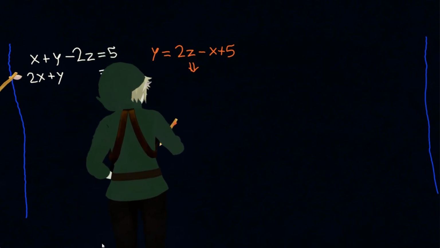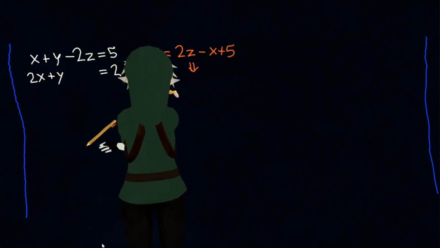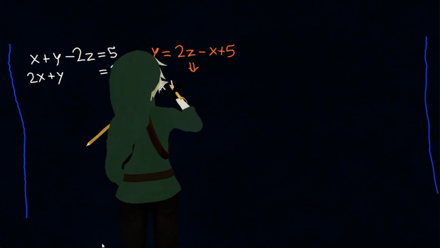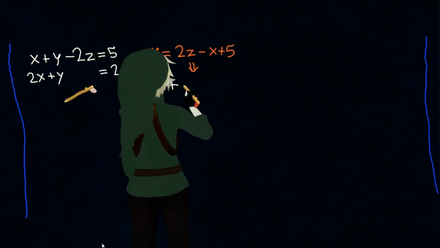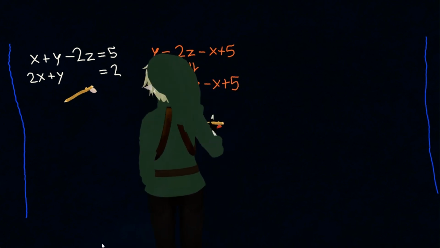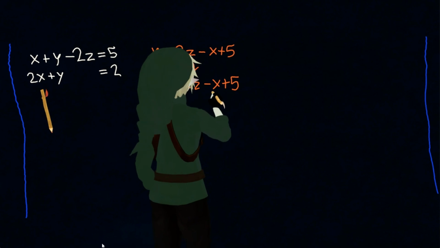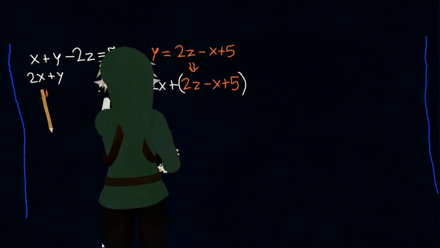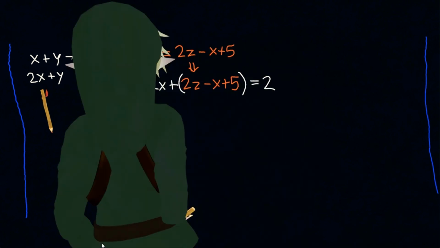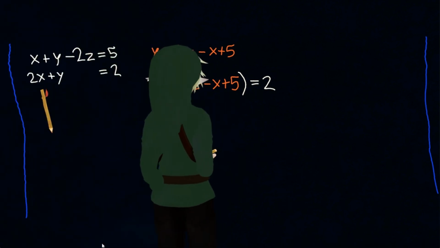All right, so we'll go ahead and write this as, you grab this pen. This is 2x plus y. y is now 2z minus x plus 5, right? You can put parentheses if you want. I'll do that for your comfortability. And then here is equal to 2. Okay? So now all we have to do is simplify it, right?